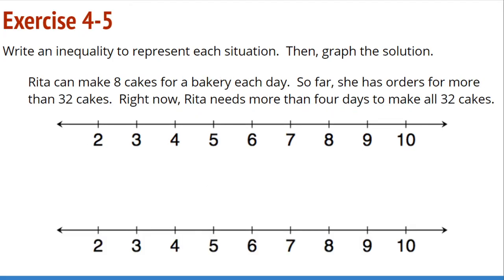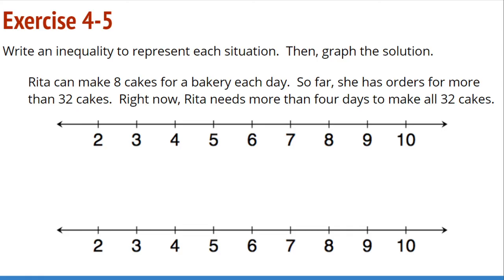Exercises 4 and 5. Write an inequality to represent each situation, then graph the solution. Rita can make 8 cakes for a bakery each day. So far, she has orders for more than 32 cakes. Right now, Rita needs more than 4 days to make all 32 cakes.